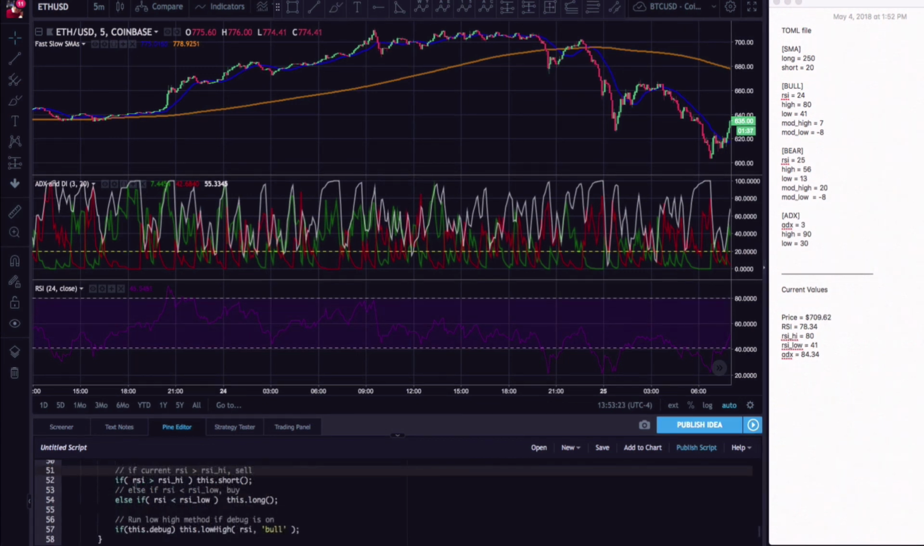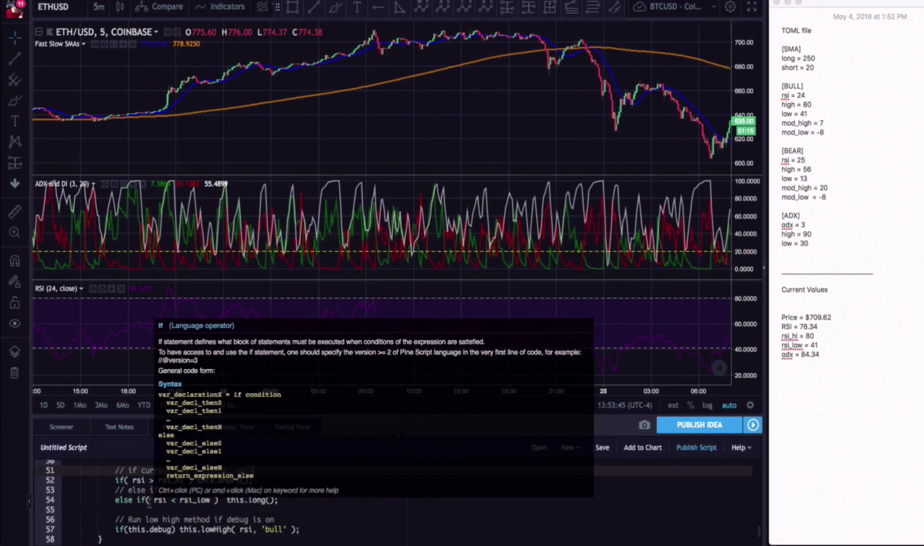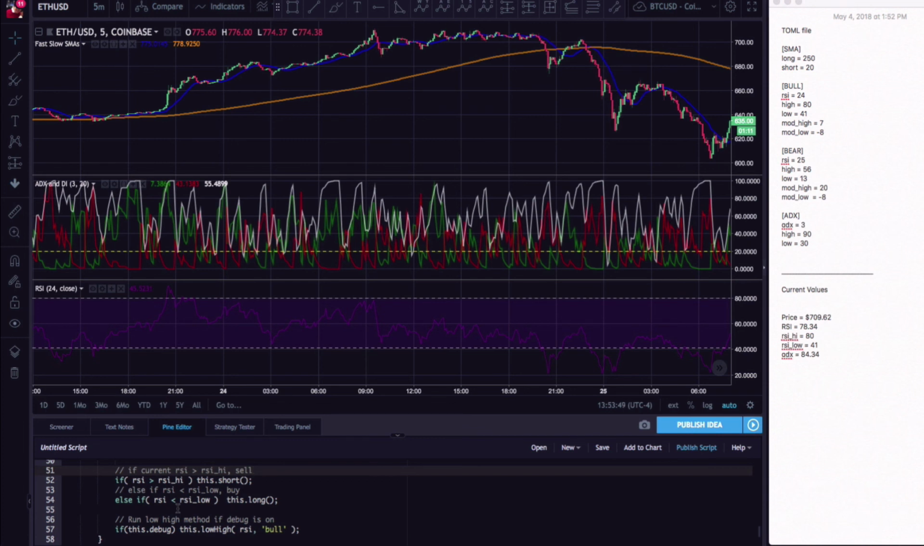The next thing is we're going to check if we're going to buy or sell at this current candle. So at this current candle, if RSI is greater than RSI high, then we sell. So again, the RSI is at 78, and is it greater than the RSI high? No, so we don't sell. And then we check, is the RSI less than the RSI low? The RSI is at 78, the RSI low is at 41. No, it's not, so we don't buy either. So that's basically it with this candle.